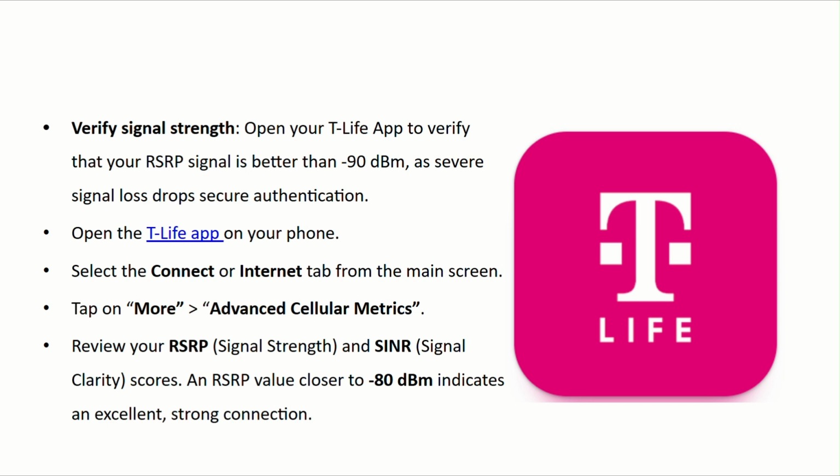Verify signal strength. Open your T-Life app to verify that your RSRP signal is better than 90 dBm, as severe signal loss can drop secure authentication.